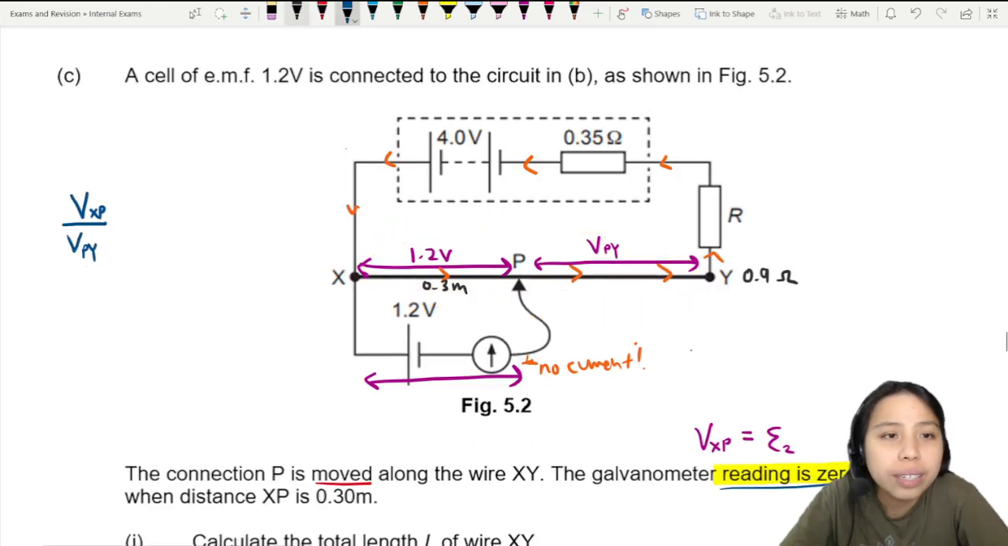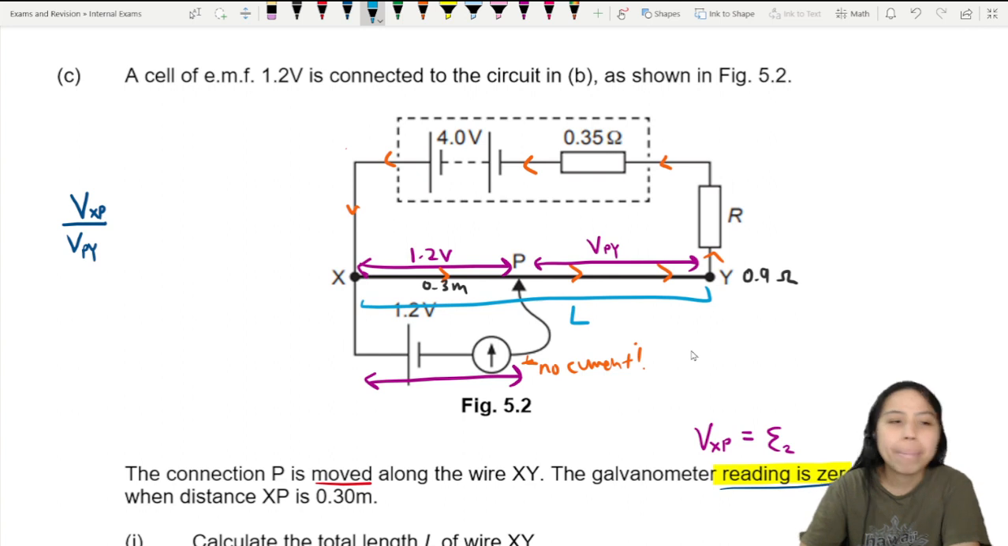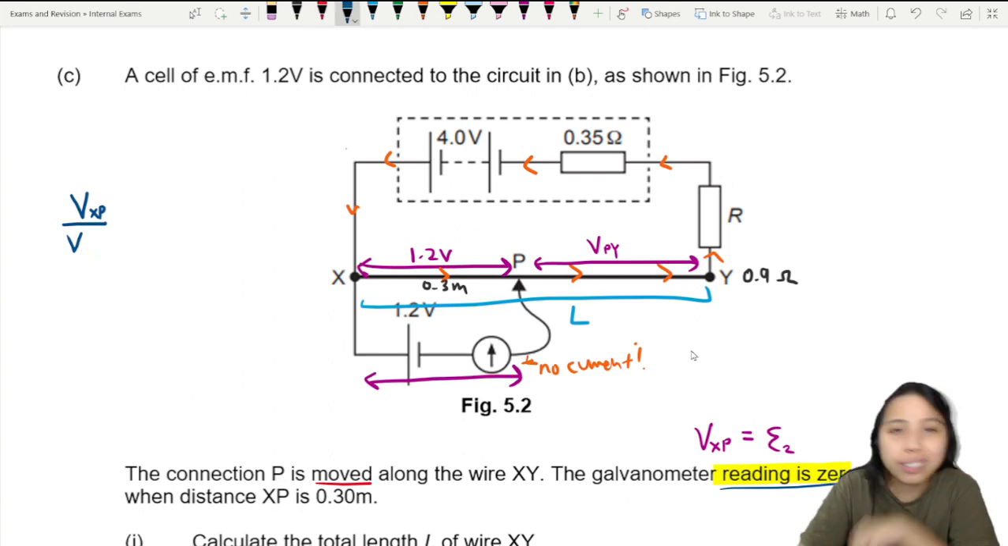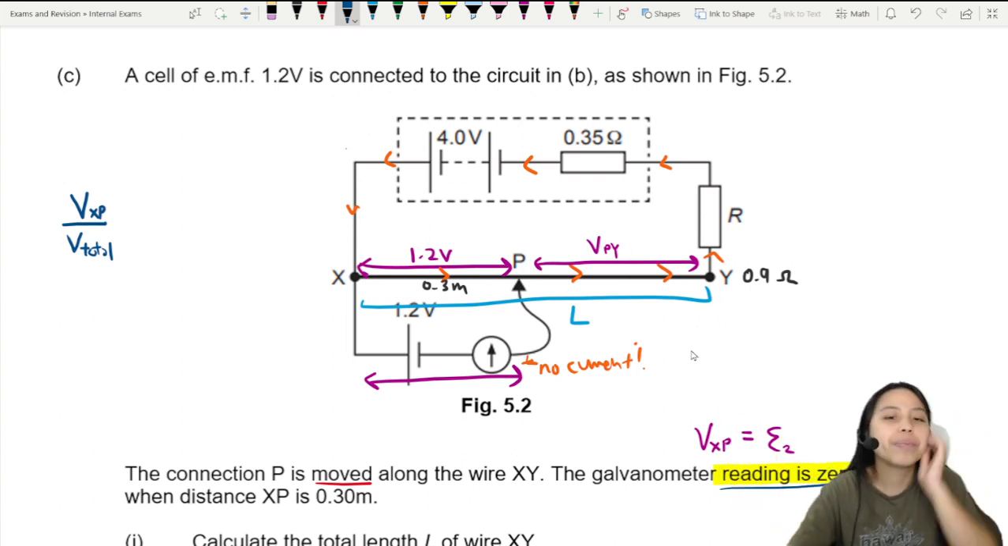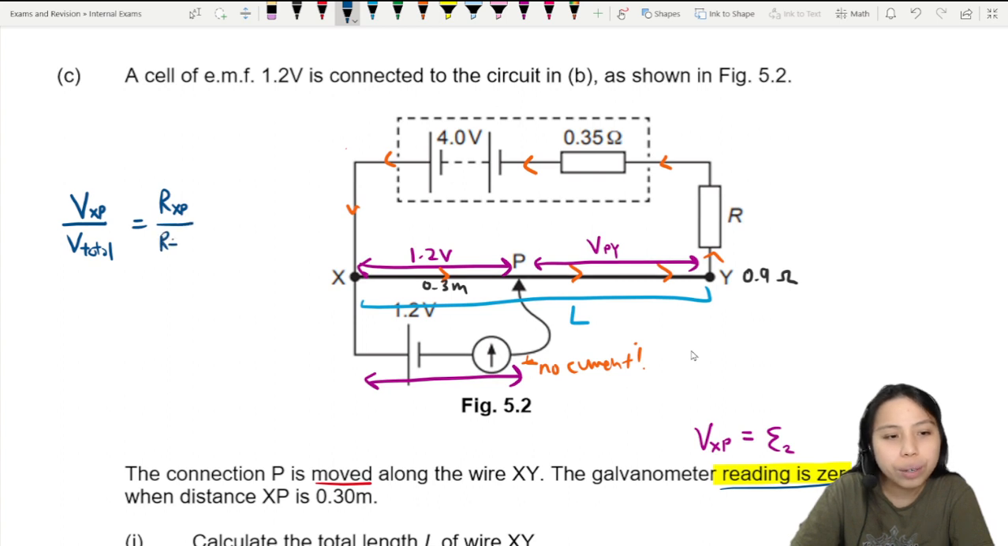Sorry, this L here, we want to find is the whole wire, the whole L. So let's use another color before I get confused again. Okay, here's L. So let's change the ratio a bit. We are going to ratio VXP, one section, over V total, the whole wire. And that's related to the resistance R of section XP over the total resistance of the wire. And this is linked by, like we said just now, V equals IR.